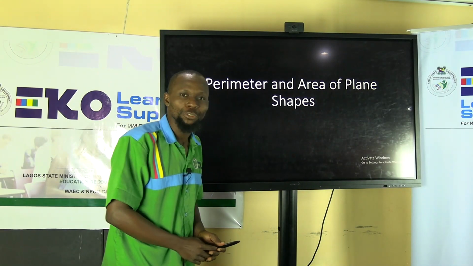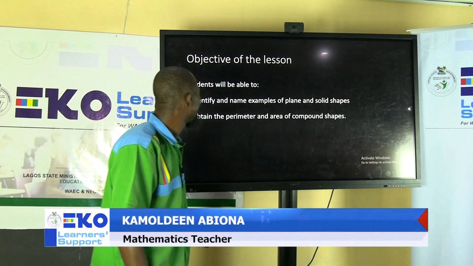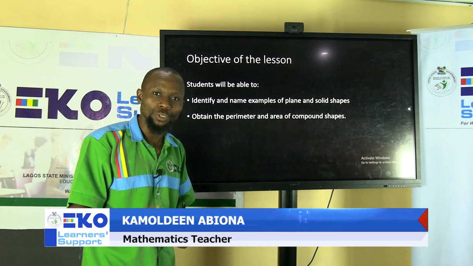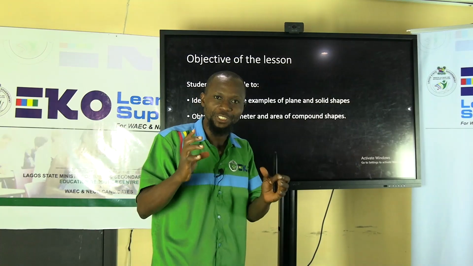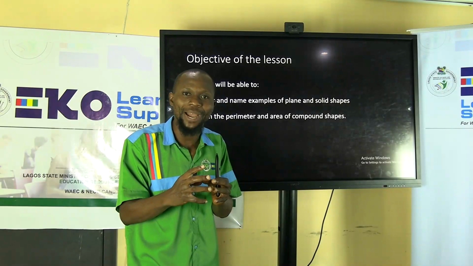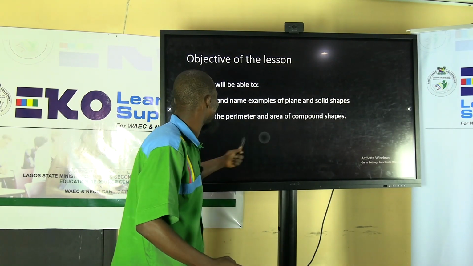Alright, so what are those things that we want to cover under perimeter and area of plane shapes? We want to be able to identify and name examples of plane and solid shapes. How do we differentiate between them, to be able to identify which ones are plane shapes, and at the same time obtain the perimeter and area of compound shapes? Sometimes we have shapes being combined together, one or two. So how do we do that?